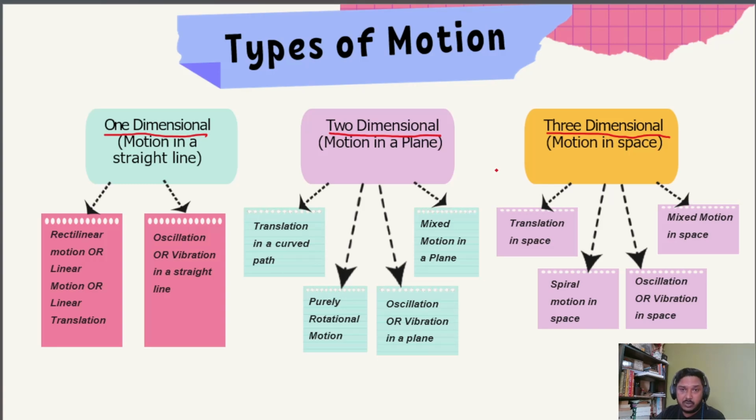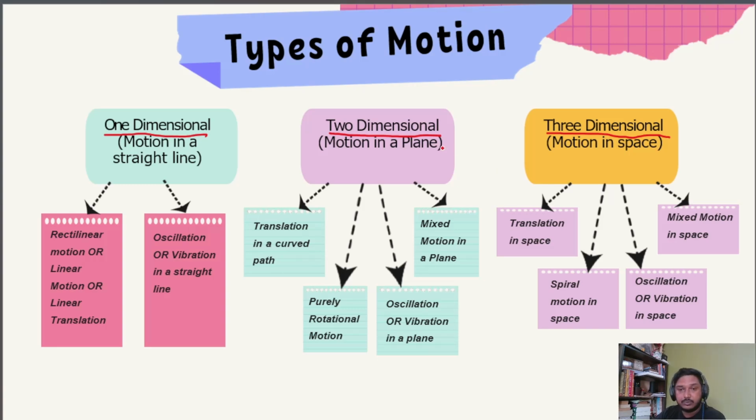So in one-dimensional motion, a single coordinate like x-axis will be enough in explaining all the parameters of motion. It can be y-axis, it can be z-axis, but only a single axis will be enough for explaining the entire motion, for calculating the parameters of the motion. Only one dimension or one axis is required. That is called motion in a straight line.